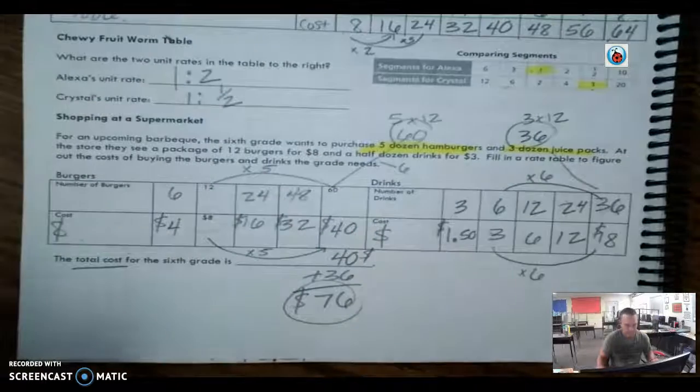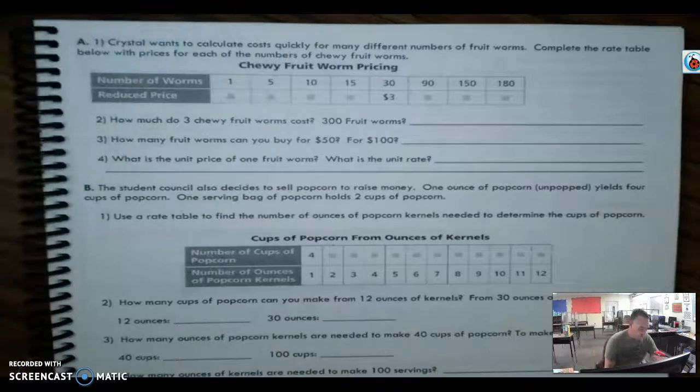Okay? So I flipped the page over. It says Crystal wants to calculate costs quickly for many different numbers of fruit worms. So if she was selling it at a table, she wants to figure out how much to charge people. They say, I got 150, and they're like, boom, you owe us this much. Complete the rate table and below are the prices for each of the numbers of the fruit worms.